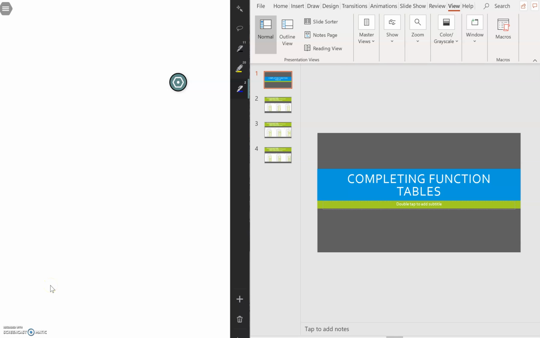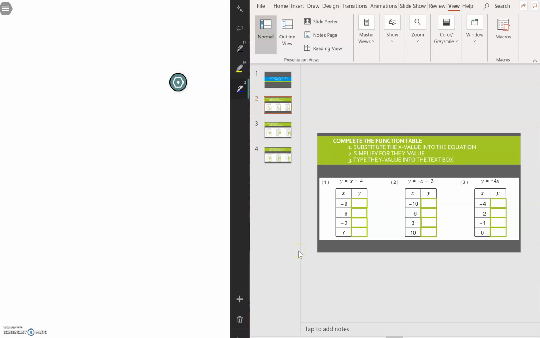Hello, mathematicians. So yesterday we took values that were given to us in a table and we plotted them on a coordinate plane. Today we are going to fill in those tables. So we're going to get a partially filled in table and we are going to fill in the rest. And we're not going to graph them, we're just going to fill them in.